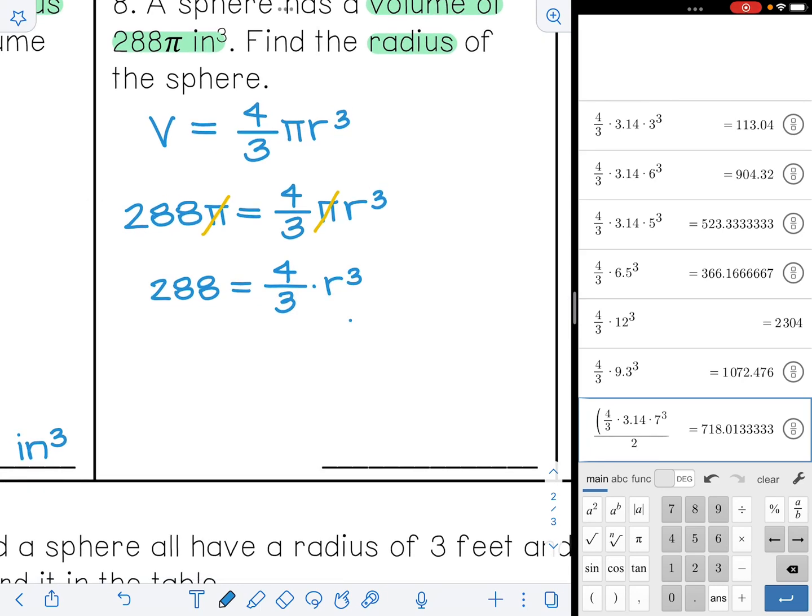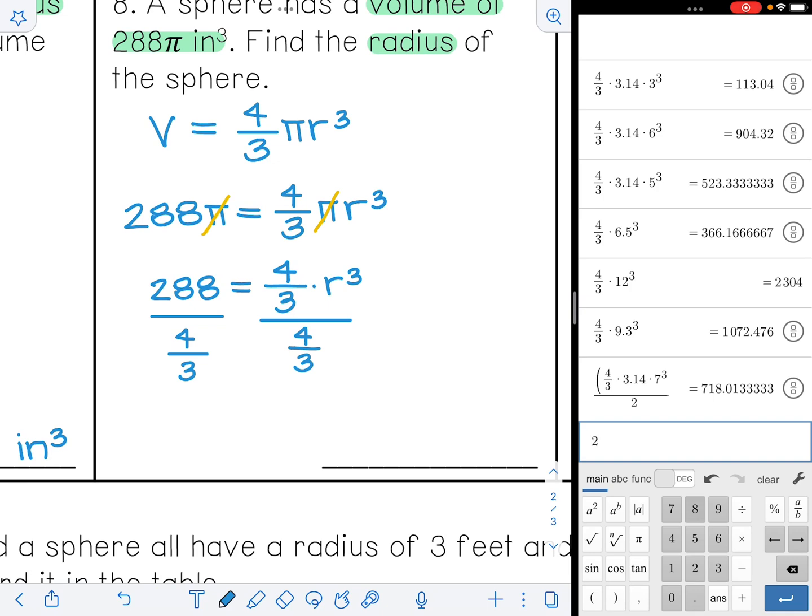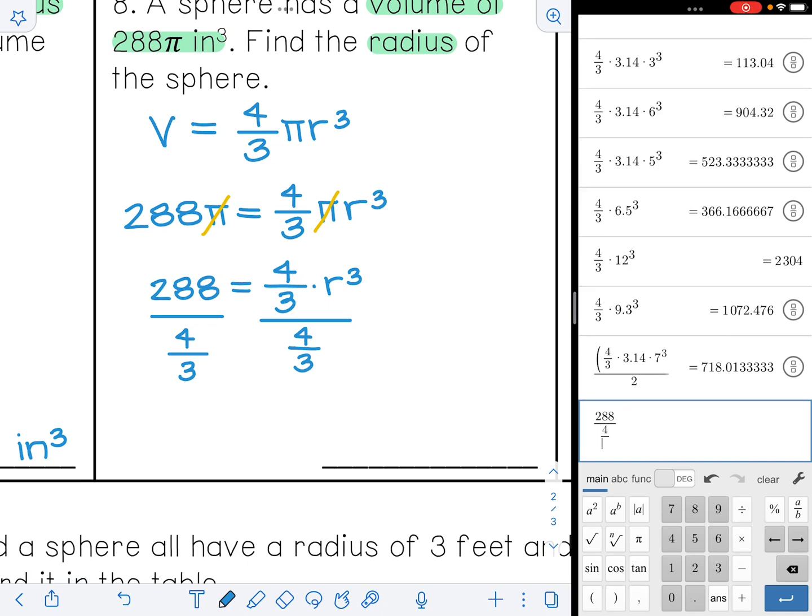So our goal is to find the radius, so we want to get r cubed by itself, meaning I have to divide out the 4/3. Because it's being multiplied, the opposite of multiplication is division. So 288 divided by 4/3 gives us 216. And that is r to the third power.